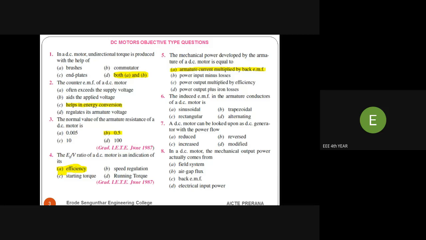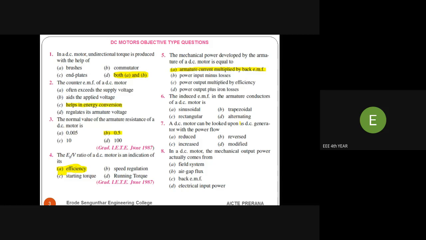Next, question number 6. The induced EMF in the armature conductors of a DC motor is. There are four options. Option A, sinusoidal. Option B, trapezoidal. Option C, rectangular. Option D, alternating. The induced EMF in the armature conductors of a DC motor is.